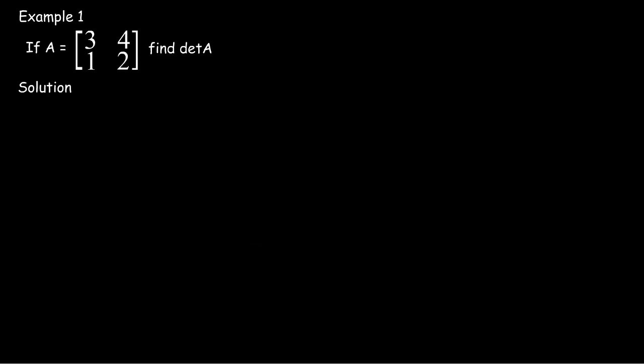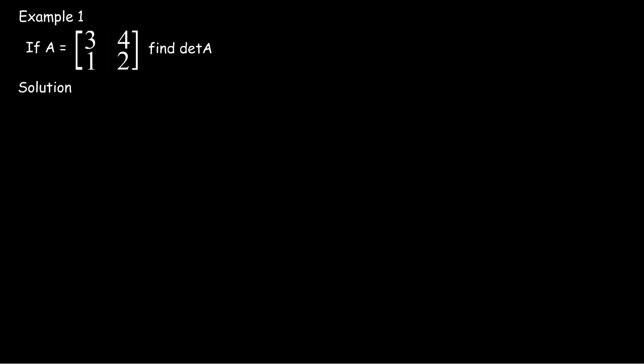We have our very first example, which is a 2 by 2 matrix. It states that if A is equal to matrix 3 4 1 2, find determinant of A. Now to get the determinant of a 2 by 2 matrix, we usually just multiply across. That is, in this case we'll be multiplying 3 times 2 and subtracting 4 times 1.